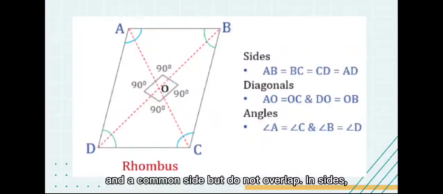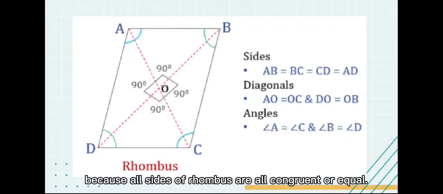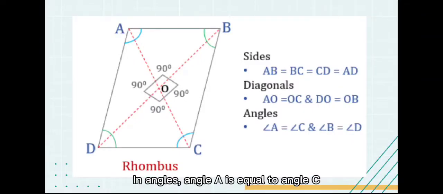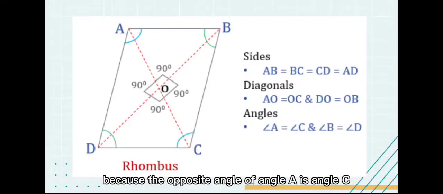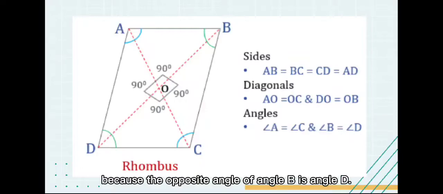In sides, side AB is equal to side BC is equal to side CD is equal to side AD because all sides of a rhombus are congruent or equal. In diagonals, AO is equal to OC and DO is equal to OB. In angles, angle A is equal to angle C because the opposite angle of angle A is angle C, and angle B is equal to angle D because the opposite angle of angle B is angle D.